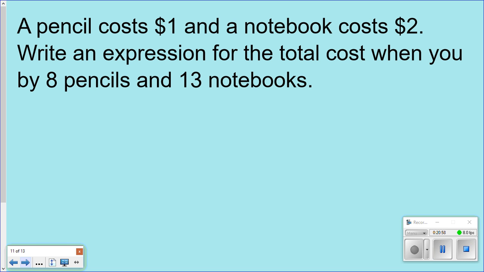It might say and evaluate. I'm not sure what the homework says, but we're going to just write the expression first. Pencil costs $1, notebook costs 2. Write an expression for the total cost when you buy 8 pencils and 13 notebooks.